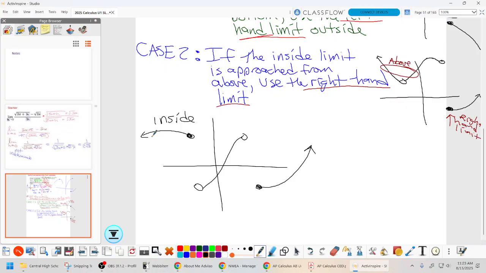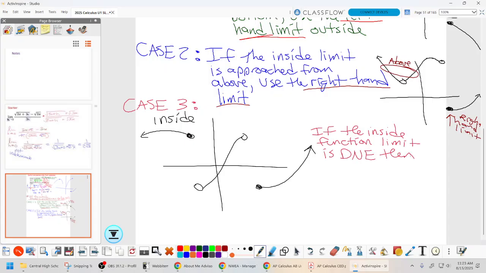So I think in order to save some time on writing, go ahead and draw that picture and say case 3. And the description is this: if the inside function limit is DNE, then so is the composition.